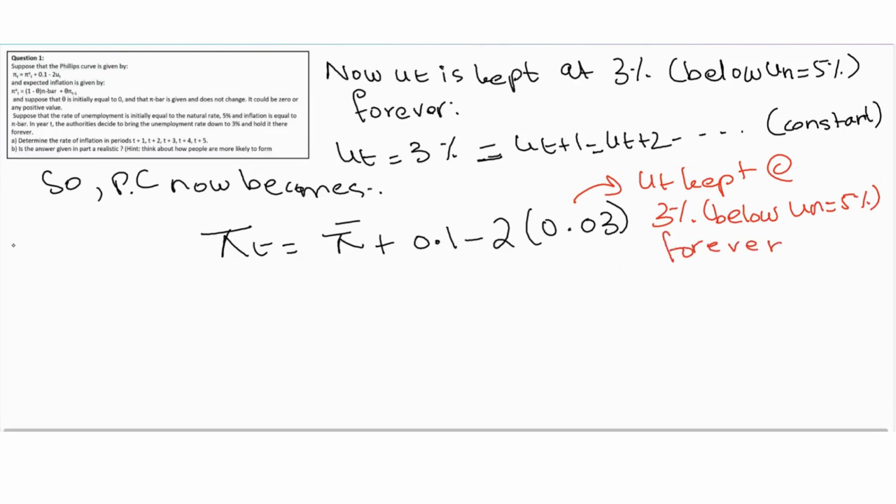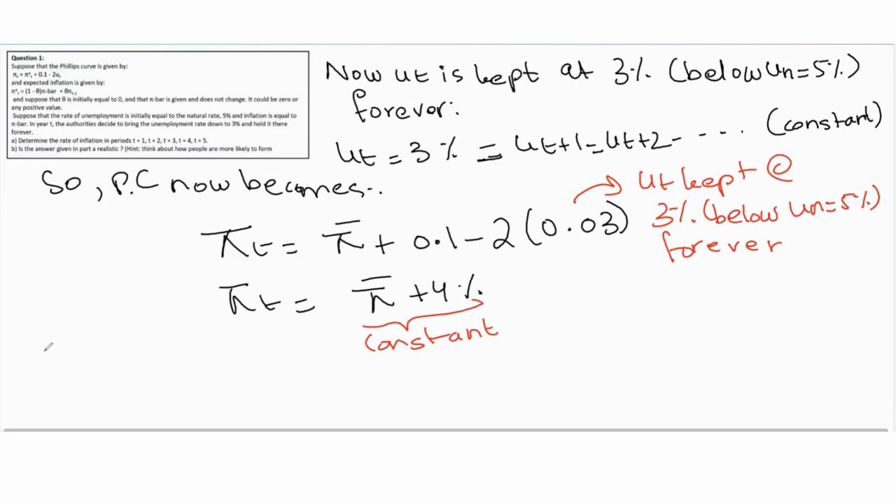So then let's further simplify this, and this becomes pi t is equal to pi bar plus 4%, where pi bar plus 4% is just a constant. Because pi bar is a constant value, so pi t is just constant now. So pi t is equal to pi bar plus 4%.